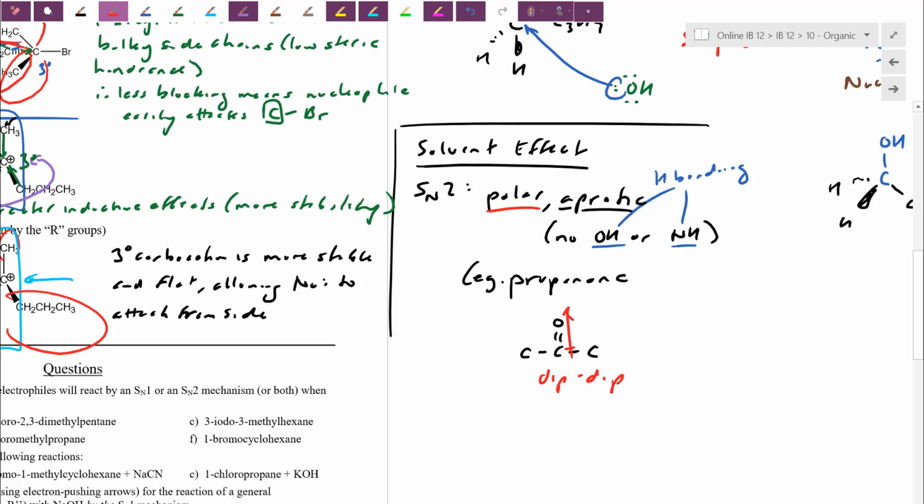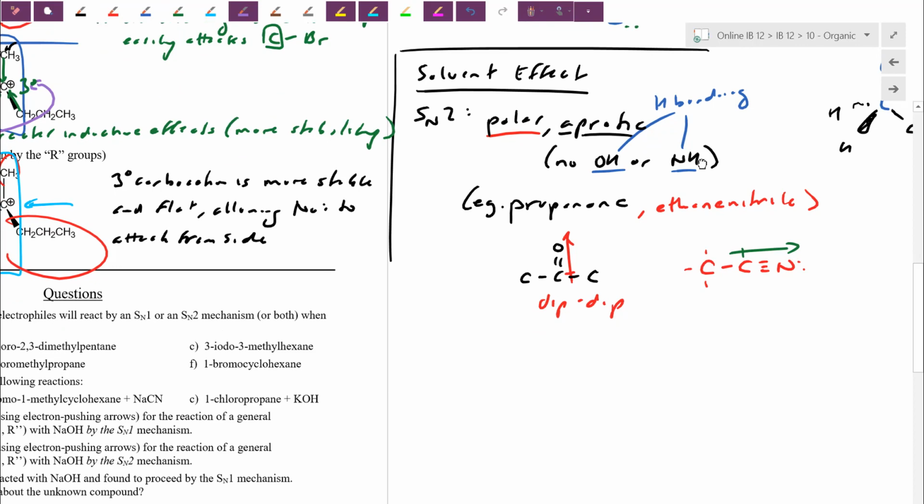Or we can have ethane nitrile. Nitriles are good for these aprotic solvents as well. Ethane nitrile, so if I had carbon and nitrogen like this, yes, we will have some polarity, right? The carbon loses to the nitrogen, but again, no hydrogen bonding, just dipole-dipole. So if you want to choose a solvent to select for Sn2, choose a polar aprotic one.